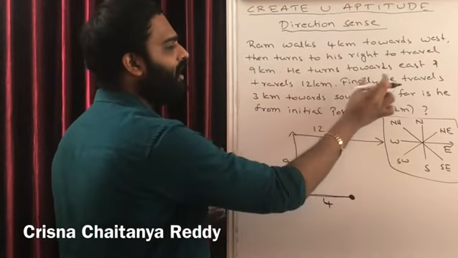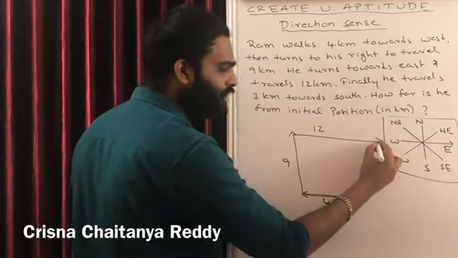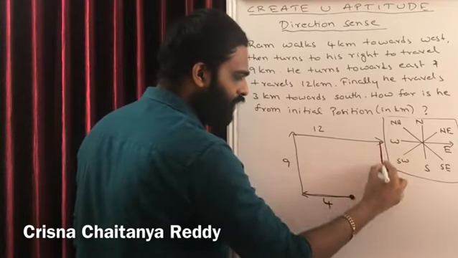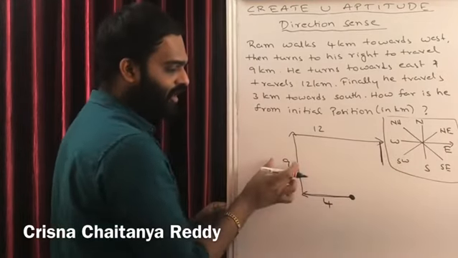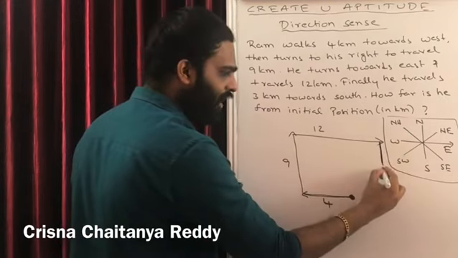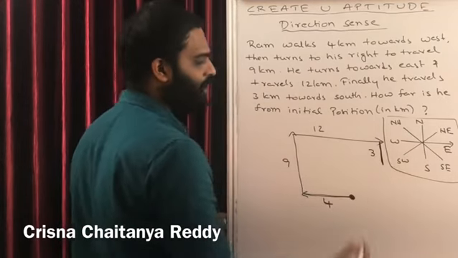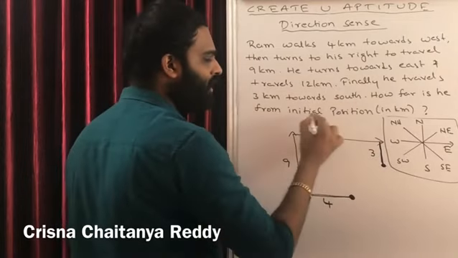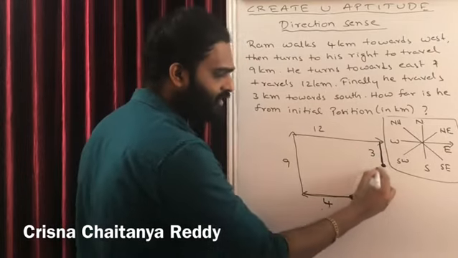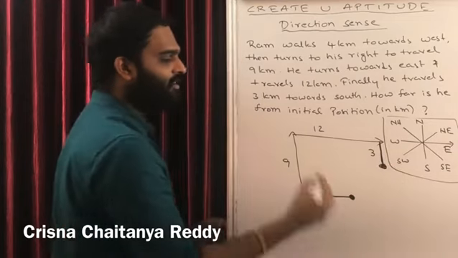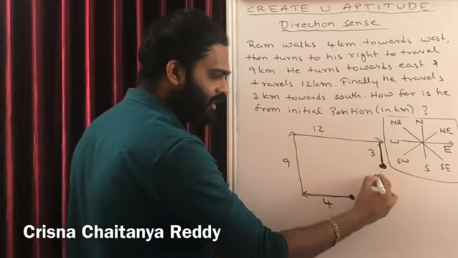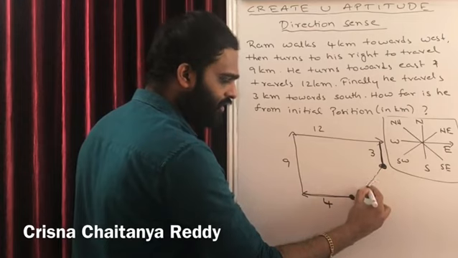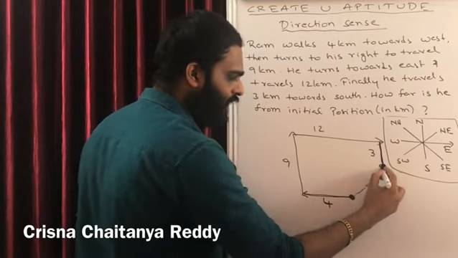Then what did he say? Finally, he turns 3 kilometers towards south. He came down 3 kilometers. 3 kilometers should be shorter than 9. So let me draw a small line, 3 kilometers. This is 3 kilometers. And he is here now. Now he is asking us how far is he from the initial position. This is the initial position, this is the final position. And he is asking us to find out what is the distance between these 2 points. So this is the question. So I have to find out this distance.